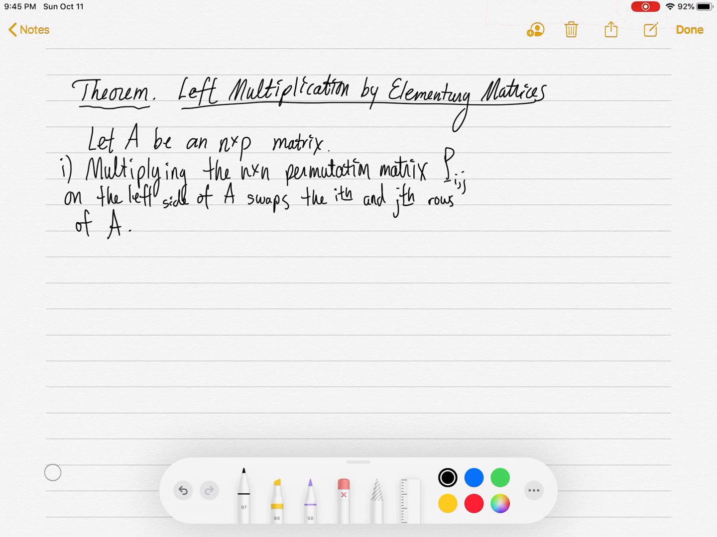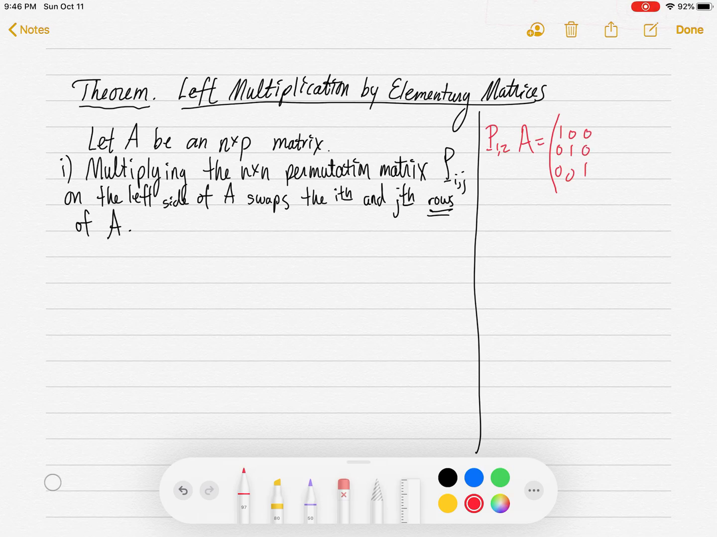That's what a permutation matrix does. So remember, the columns of the identity were swapped to give you the permutation matrix. So when you take that permutation matrix and multiply it on the left side of another matrix, it swaps out the rows. The rows, let me underline that, rows. We should probably give an example.